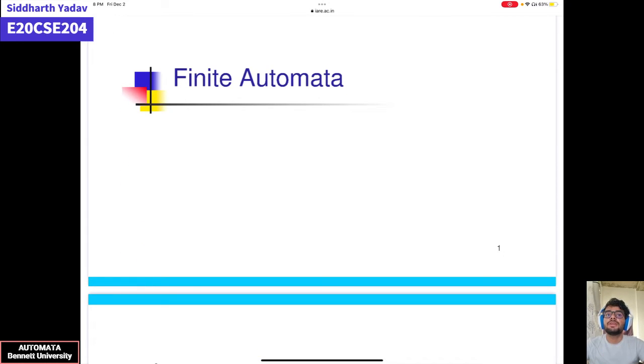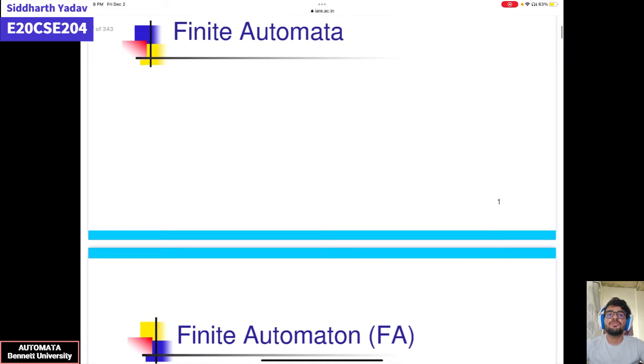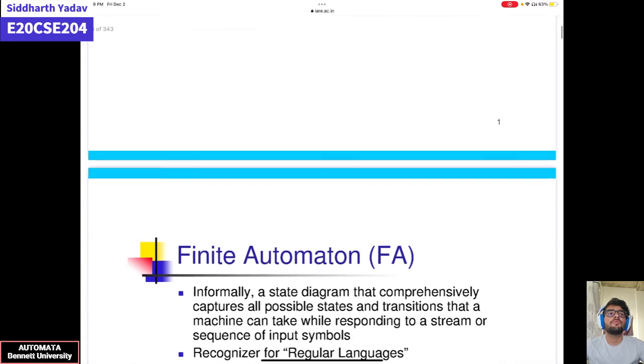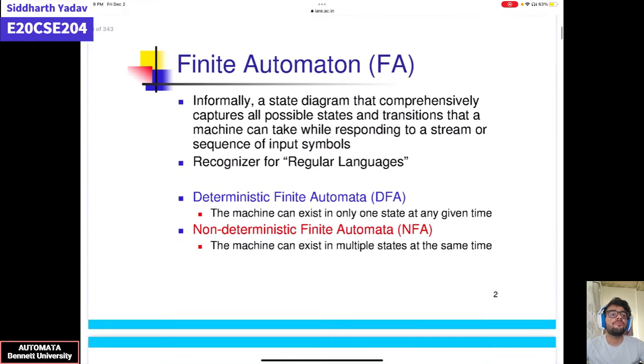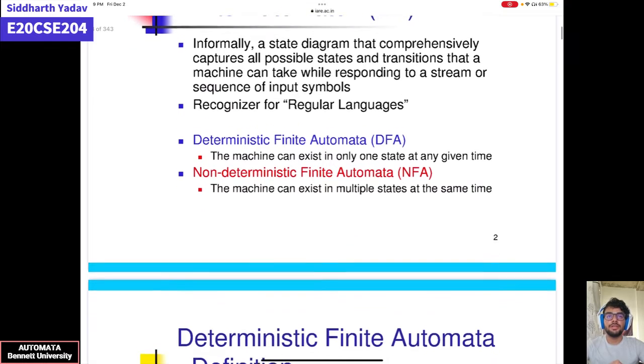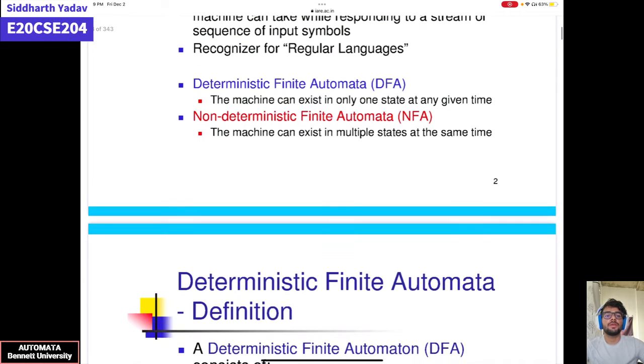Finite automata. Now we will discuss more about finite automata. Formally, it is a state diagram that comprehensively captures all possible states and transitions that a machine can take while responding to a stream or sequence of input symbols. It is a recognizer for a language, regular languages.